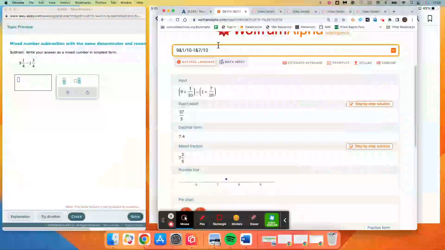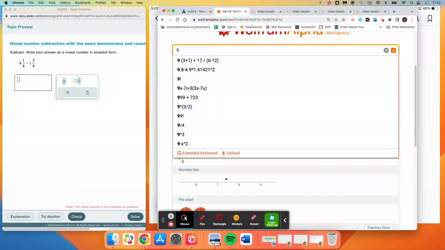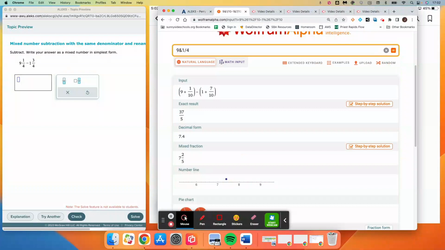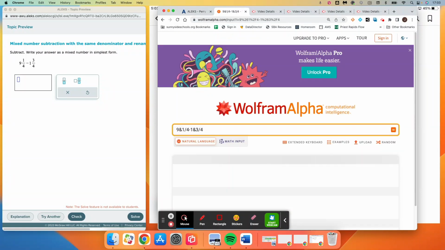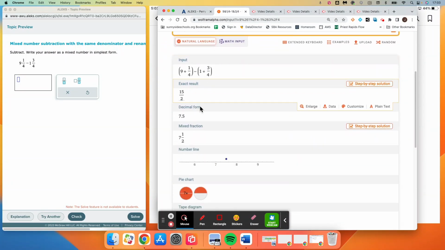Okay, and again with Wolfram, 9 and 1/4 minus 1 and 3/4. As a mixed fraction, I get 7 and 1/2, which matches what we came up with.